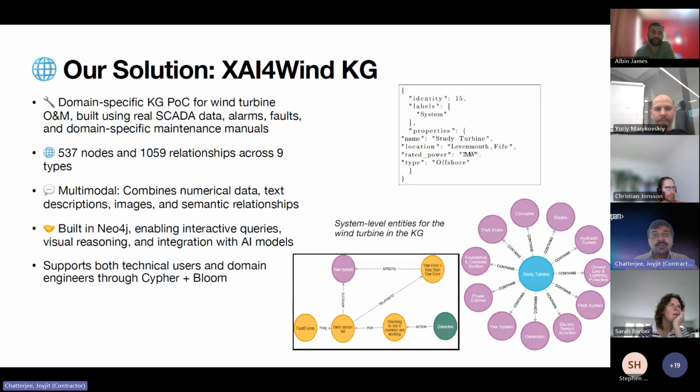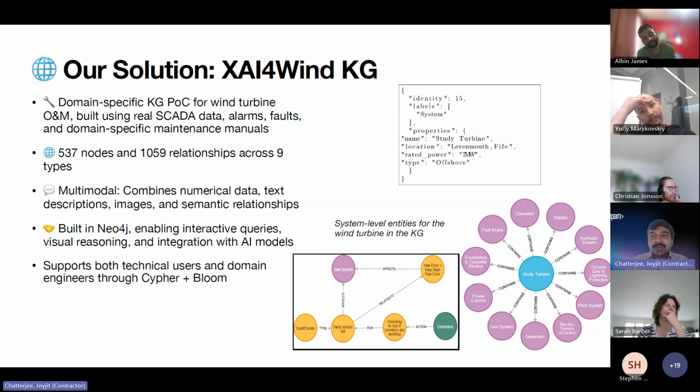So our solution was something we called XAI for Wind, so explainable AI for Wind knowledge graph. It has 537 nodes and 1059 relationships across 9 types. It's multimodal, so it has the numerical data, as I combined it with SCADA features. I added in images wherever possible, semantic relationships between those systems or subsystems, and it was built in Neo4j with the Cypher language, a graph query and declarative language for interactive querying and reasoning with your knowledge graph. So here you can see a very quick example.